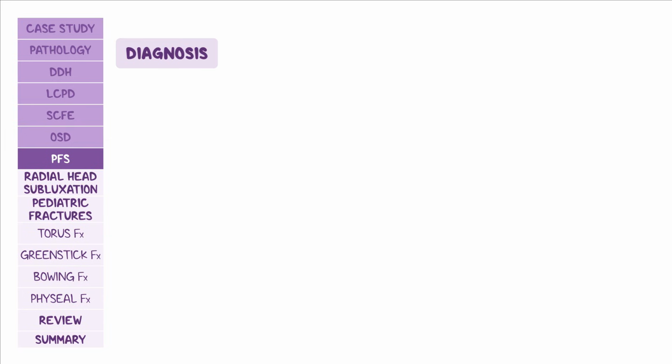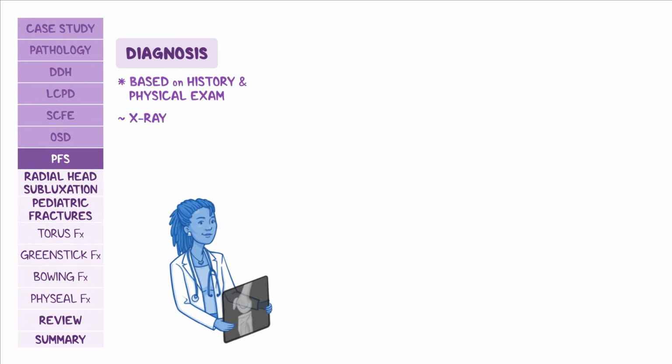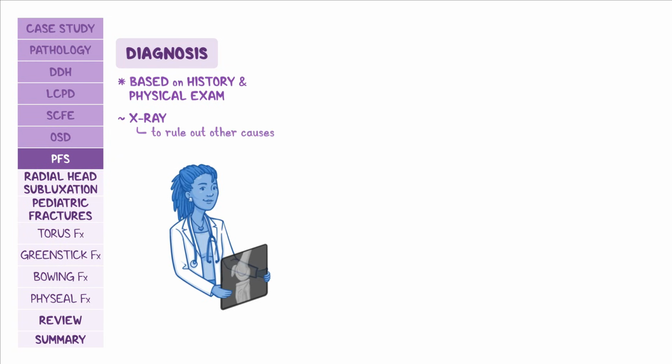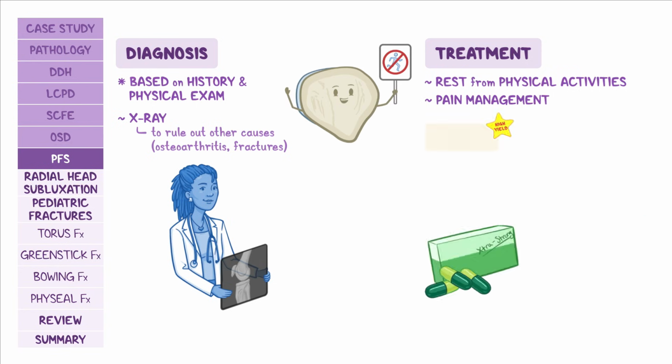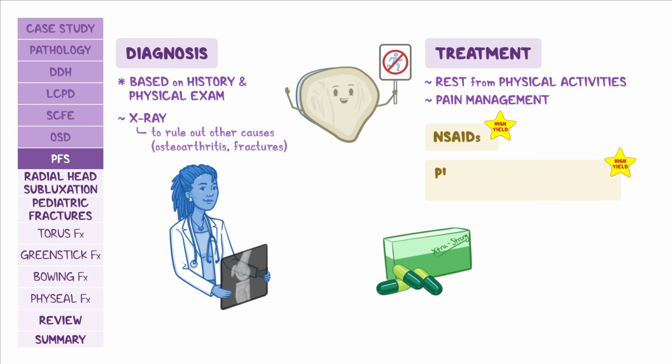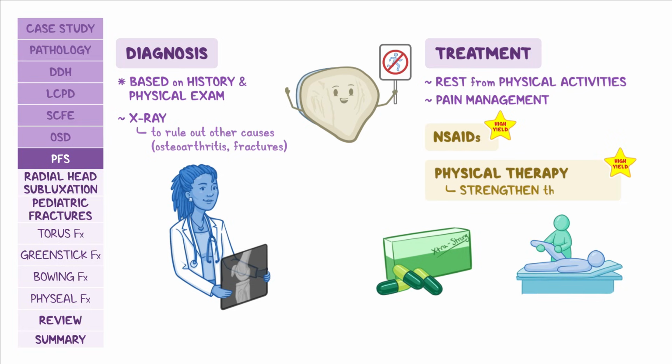Now, the diagnosis of patellofemoral syndrome is mainly based on history and physical examination. However, X-ray of the knee can sometimes be done to rule out other causes of knee pain, such as osteoarthritis and fractures. Treatment of patellofemoral syndrome is mainly conservative, which involves rest from physical activities like running, and pain management by using anti-inflammatory medications like NSAIDs. Physical therapy might also help to strengthen the quadriceps muscles, which helps stabilize the patellofemoral joint.